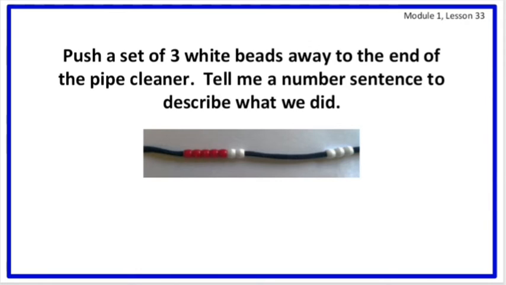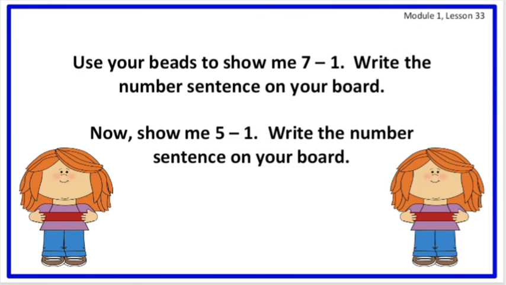Okay. Alright, now we are going to be solving some problems again. So use your beads to show me 7 minus 1. Write the number sentence on your board. Are you ready? Now show me 5 minus 1. Write the number sentence on the board. Good. So 7 minus 1 gives us what? Using the same method of counting on, we're going to count from 1 to 7. 1, 2, 3, 4, 5, 6, 7. That gives us 6 fingers. So the answer is what? 6. So 7 minus 1 is 6.